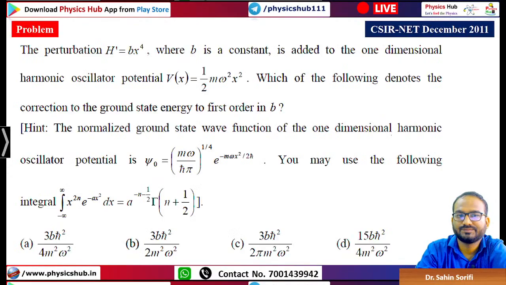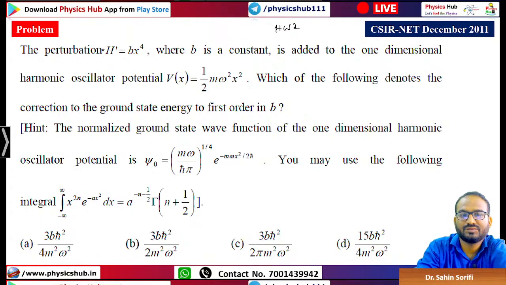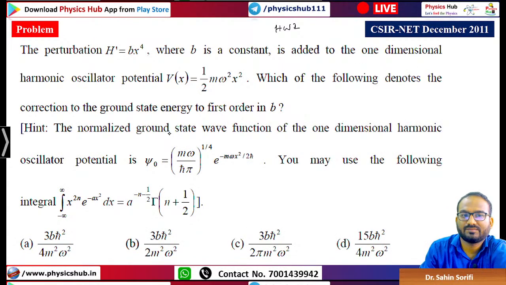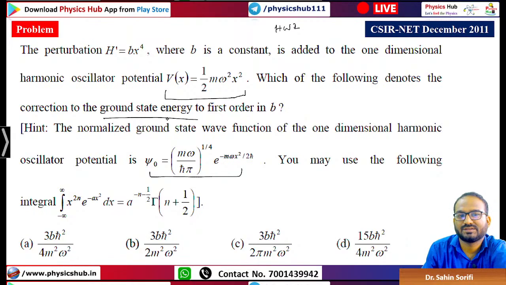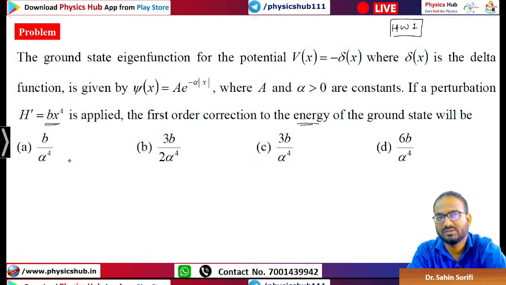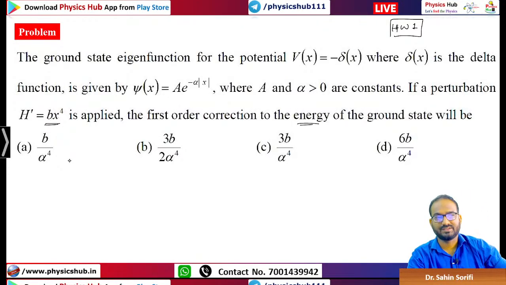Another homework is this. The same perturbation b x to the power 4 has been applied, but now to the 1D harmonic oscillator potential, and the ground state wave function is also given, so you can easily find the correction in the ground state energy. Will you be able to do it? So try these 2 problems at home, and we'll continue from here next day.